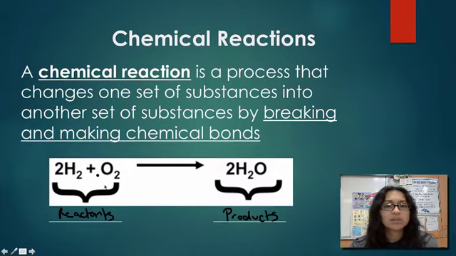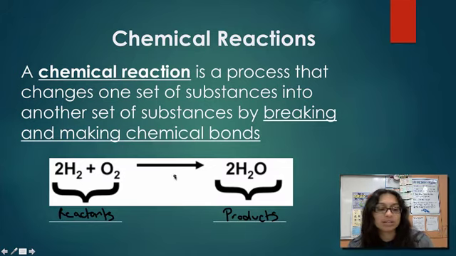Okay, so reactants are the molecules that are going to be broken apart and rearranged, and you have your products here. Or it could be the molecules that are going to be put together. So in either case, really, these still get broken apart and rearranged into your final product. So you have reactants and products, and the arrow tells us that a chemical reaction is occurring.